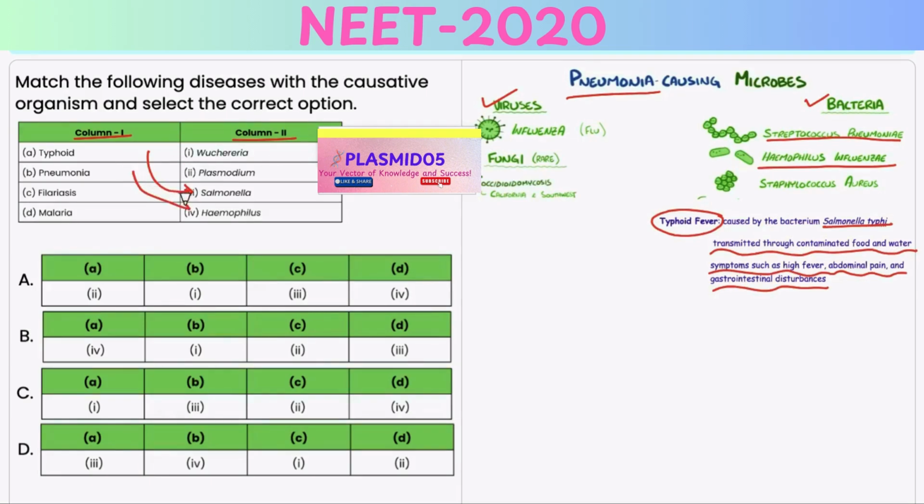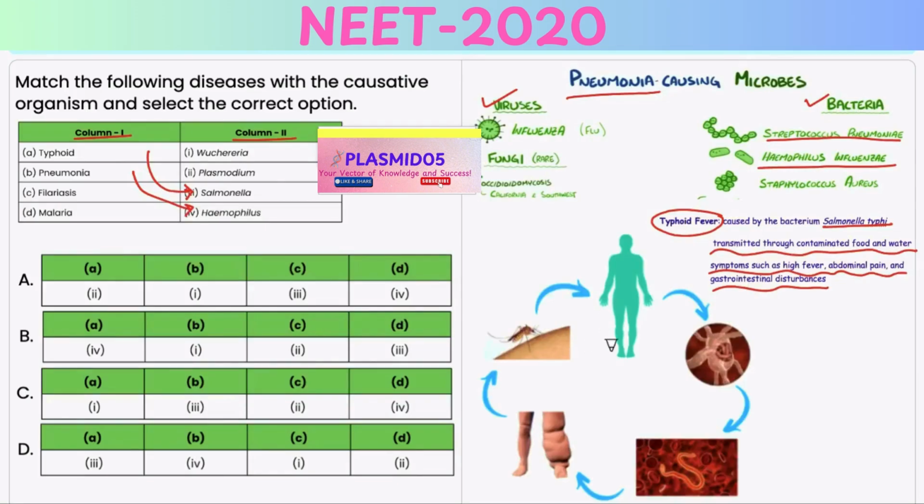Now, filariasis or elephantiasis is a disease that is caused by filarian worms, which are known as Wuchereria bancrofti or Wuchereria malayi. And these parasitic worms are transmitted to humans through the bite of infected mosquitoes. And filariasis can lead to severe swelling of limbs or extremities such as genitals due to the blockage of the lymphatic vessels. Thus, C matches with 1.